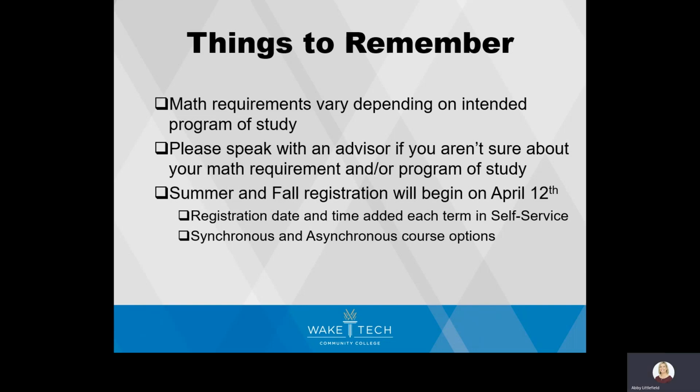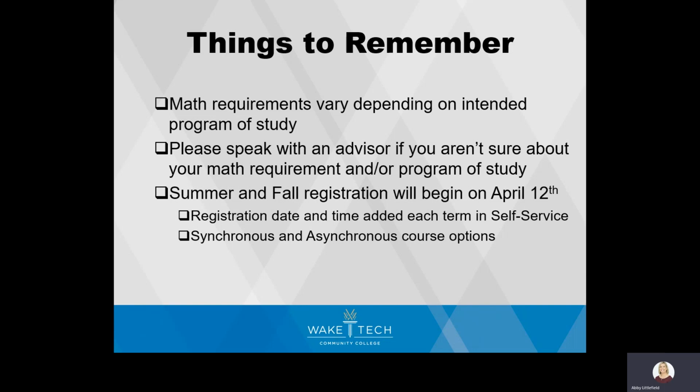This information can be found on the registrar's website at this time. It's already on the registrar's website for you to view. Also, your registration date and time will be added to self-service, and it's added each semester. You may not find that information, though, until the schedule comes out, which for the summer and fall is going to be April 5th. So that's when you'll be able to go in and take a look to see what's being offered, how is it being offered, what are the dates, what are the instructors, is it synchronous, is it asynchronous, etc.